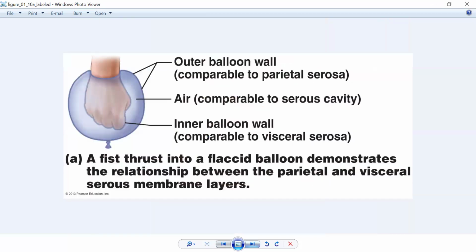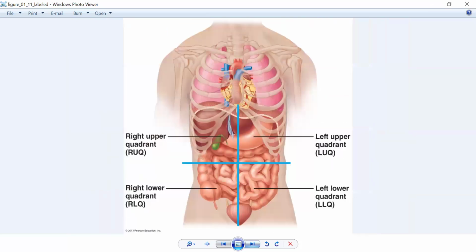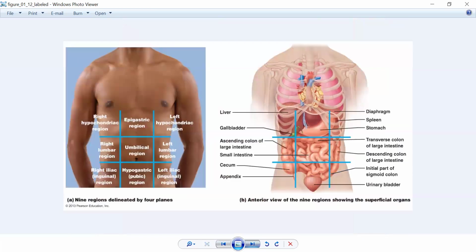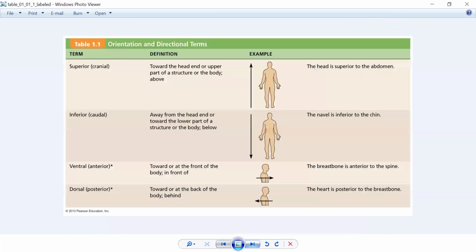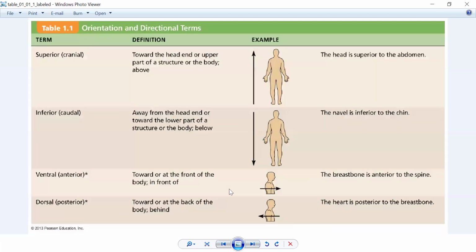You're also learning the membranes that surround your organs, quadrants, regions, and definitions to these terms. So I'd like to start with the definitions of these terms, even though when you get in lab, Mr. Torres should go over this with you. I'll do this real brief and quick.